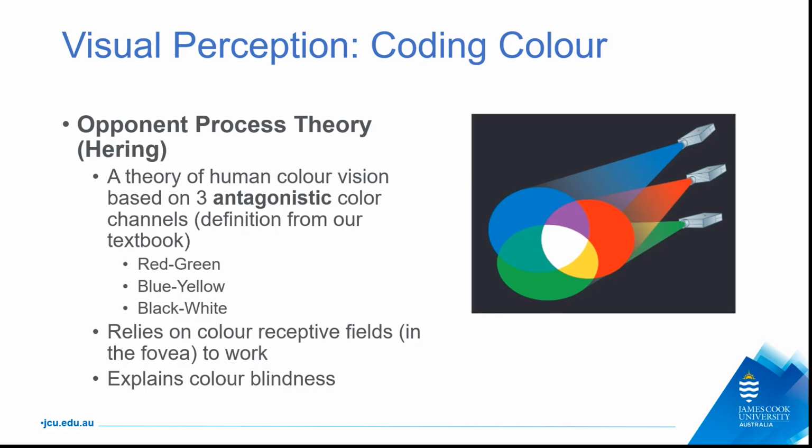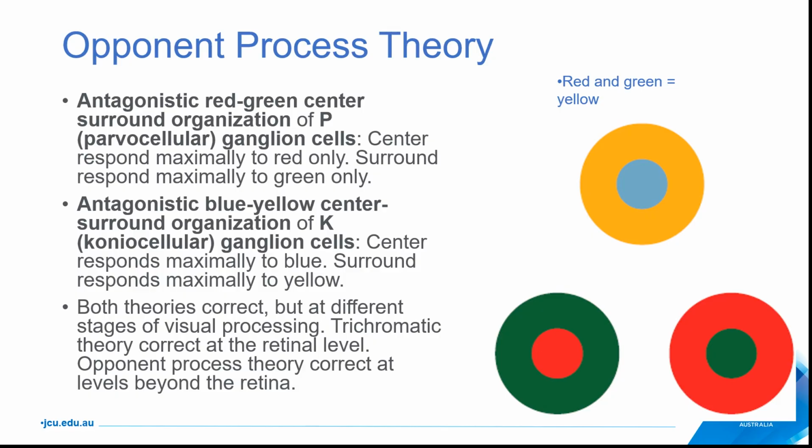Surprisingly, it does explain color blindness. So this is what I said just now, right? We have this antagonistic red-green center surround structure again. It's the same thing, but this time instead of bars of light, we're talking about colors. So the center responds maximally, it gets depolarized to the red color, and then the surround responds maximally to green only. And then we also have this antagonistic blue-yellow center surround organization for the K cells. So the centers respond maximally to blue, the surround responds maximally to yellow.